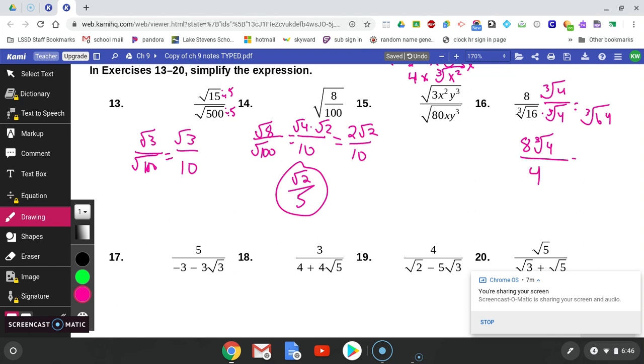And then 8 over 4 can be reduced to just 2. And then I have the cube root of 4. Again, on some of these, you may be doing different steps. As long as you end up with the same end result, you can simplify it to the same thing I simplified it to, you're okay.